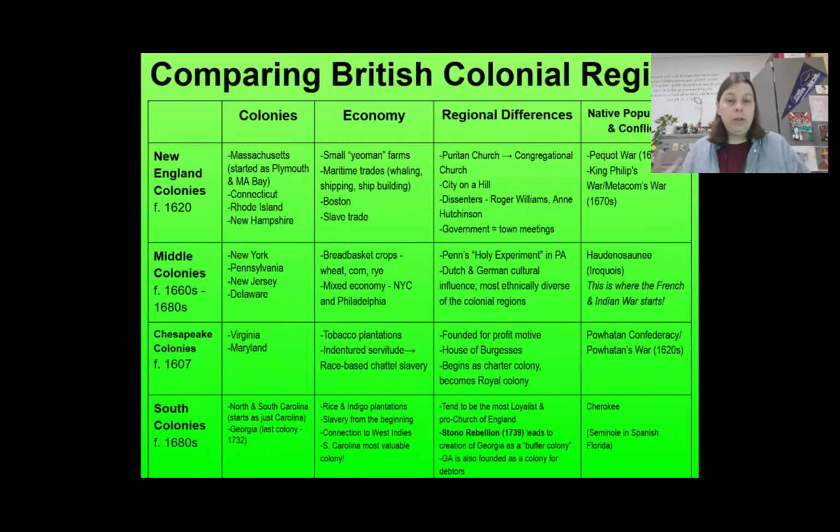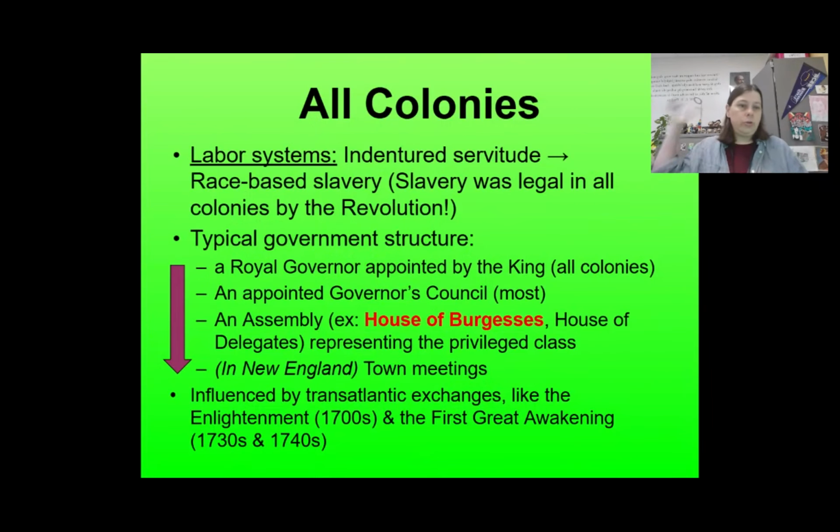In addition to comparing the colonial regions, there are some things that we do need to know that are common to all of them. I have a few of them on here. All of the colonies share the same labor system progression. It happens at slightly different times in them, but they all do have indentured servitude. So that's not a thing that's only limited to Virginia. Indentured servants are present in all of the colonies in the early years and decades. And then all of the colonies eventually are going to transition to race-based chattel slavery, which we'll be talking about in a little bit more detail on a slide or two down here.